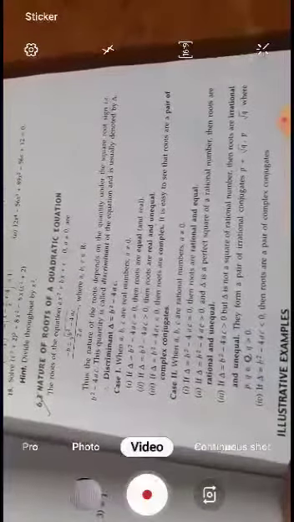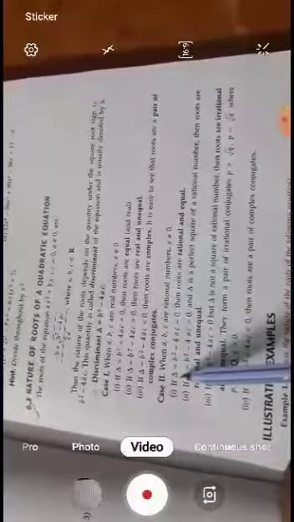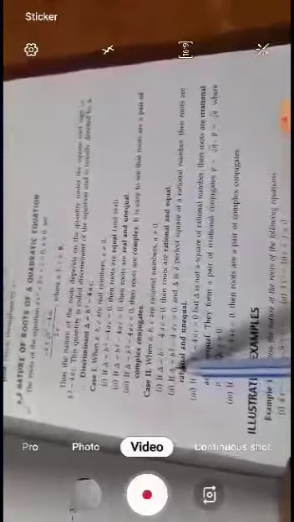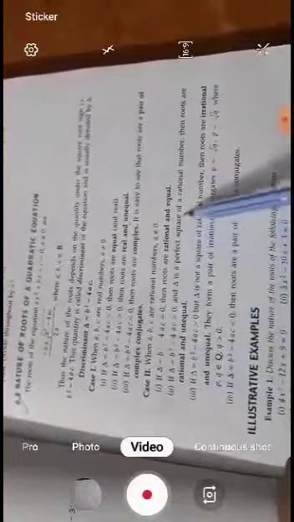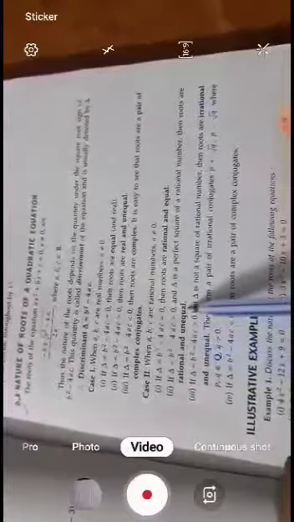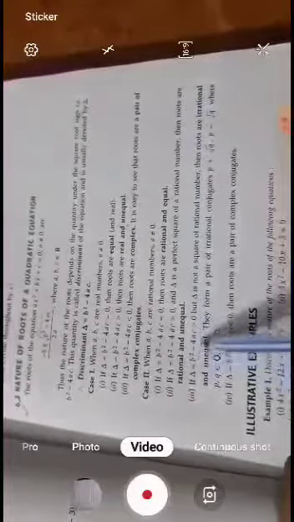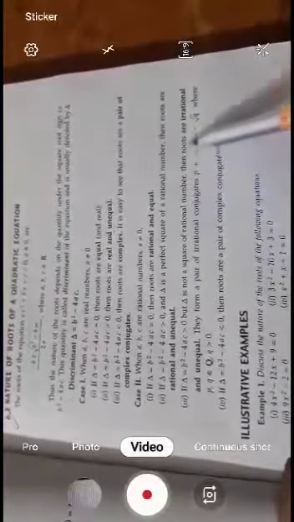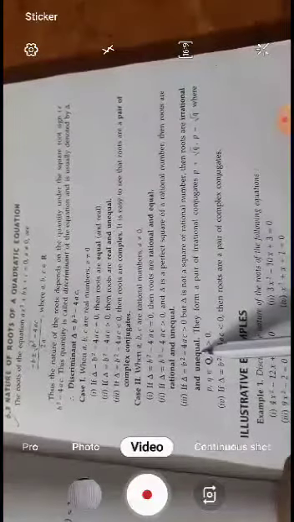Now, the second case is when a, b, c are rational numbers. If delta, b² - 4ac, equals 0, the roots are rational and equal. If delta, b² - 4ac, is greater than 0 and delta is a perfect square of a rational number, then the roots are rational and unequal. If delta is greater than 0 but delta is not a perfect square of a rational number, then the roots are irrational and unequal.